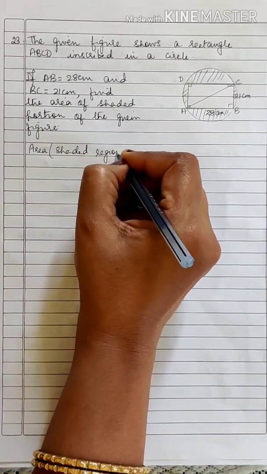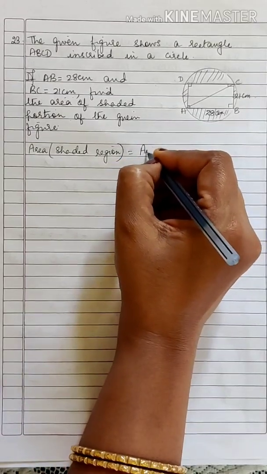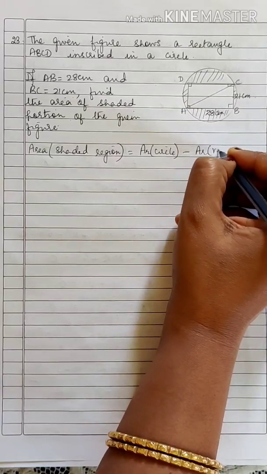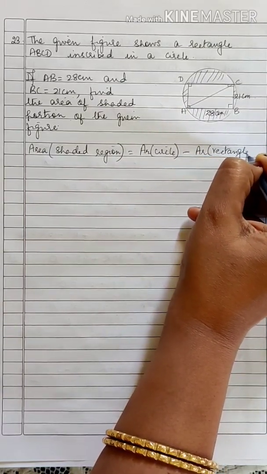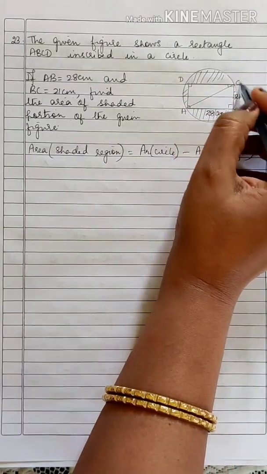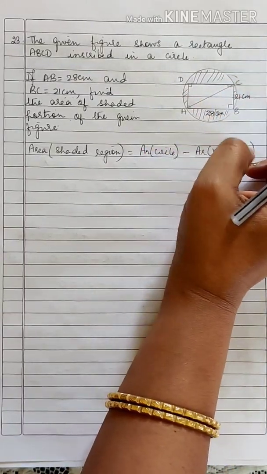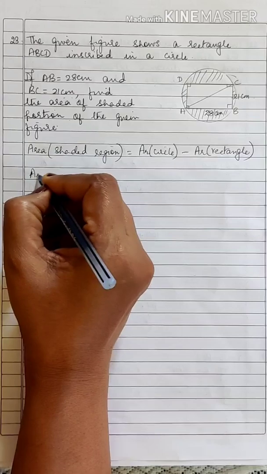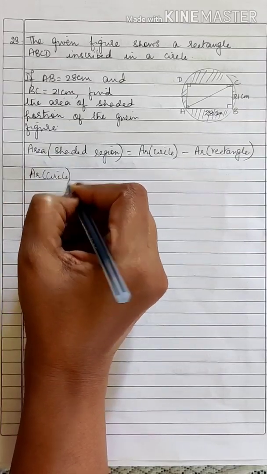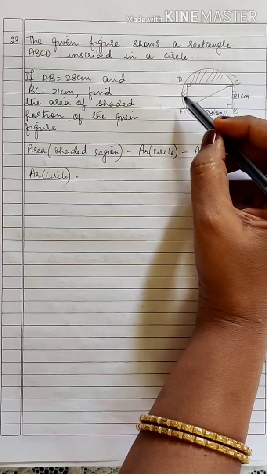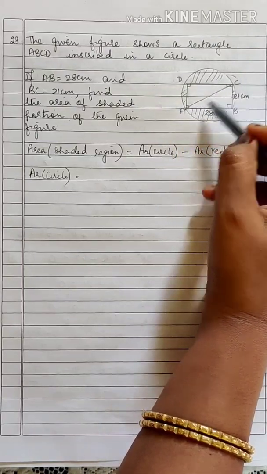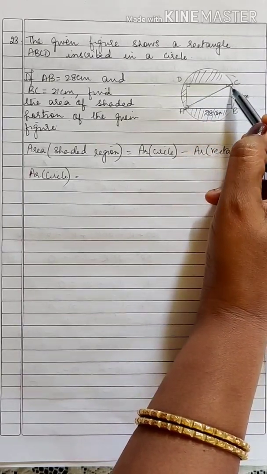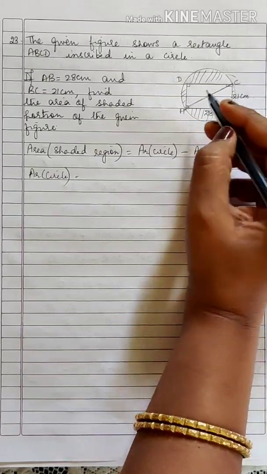So area of the shaded region will be equal to area of circle minus area of rectangle. This part, that is area of the circle minus area of the rectangle, will give you the area of the shaded region. Now if you have to find the area of the circle, you should know about the radius. Now you don't know the radius, so you will find out the radius. Here AC is the diameter, correct? So if you have to find the radius, first we need to find the diameter.